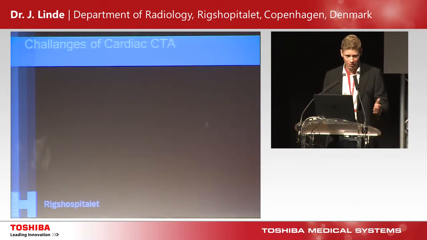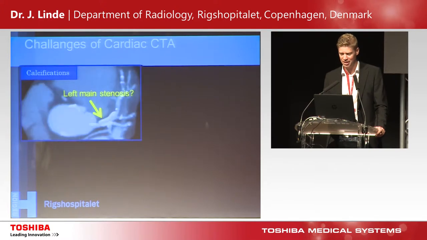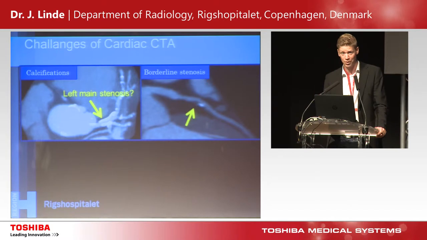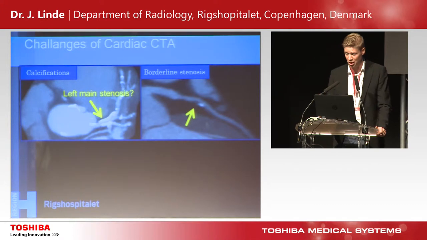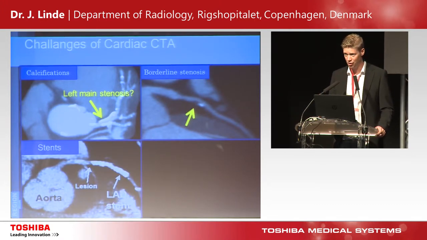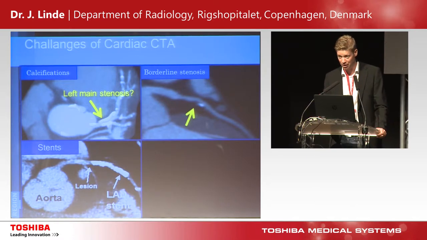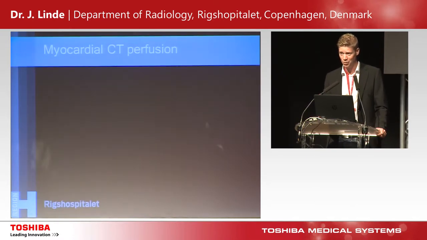Well, as we have heard, there are some challenges to cardiac CT, and among these, calcification. In this case, it's difficult to assess the degree of luminal stenosis due to calcifications. However, it is crucial for this patient due to the location. Also, in patients with borderline stenosis, it's difficult to assess whether this is hemodynamically significant or not. And finally, stents can be a problem. I guess in many cases, we are able to see whether the stents are patent or not, but also in many cases, it will be difficult to say. So that's why we kind of need functional information in many cases.